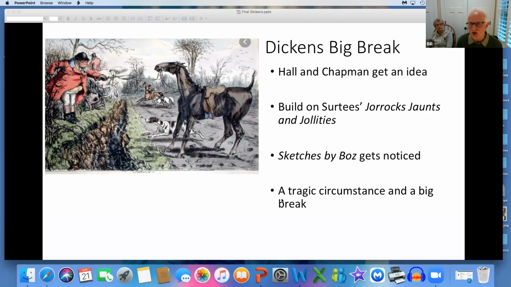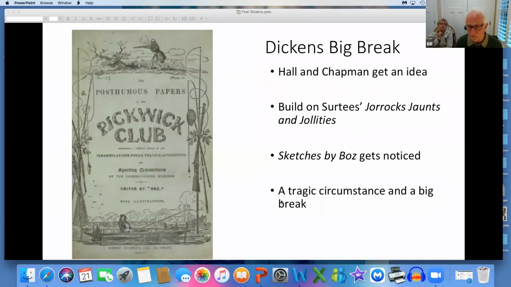But Dickens says, no. Trust me, I'm going to write the whole thing. We're going to cut the illustrations from 4 to 2, and it's going to be great. And don't you worry about it. It's going to be fun. And he talks him into it, and it turns into the Pickwick Papers.